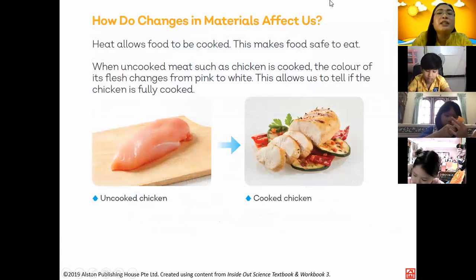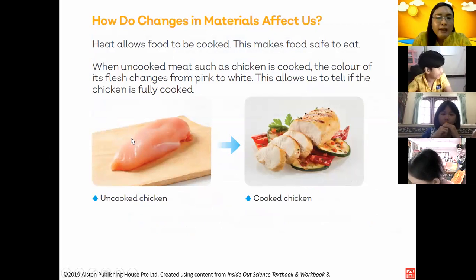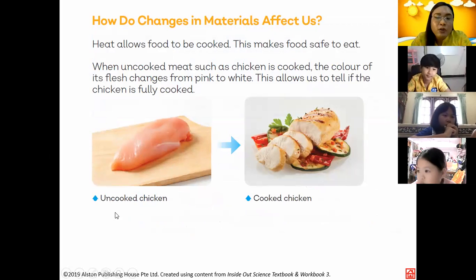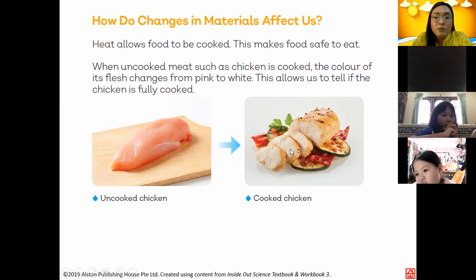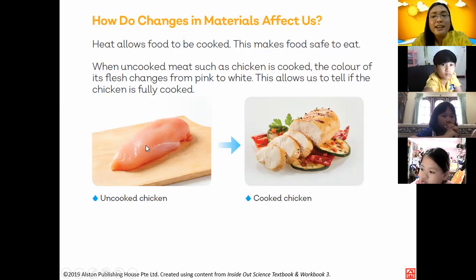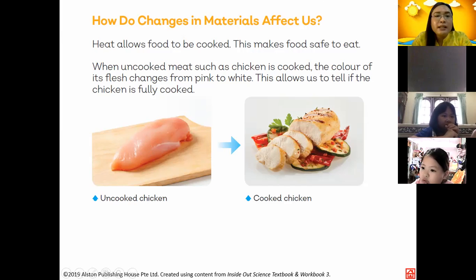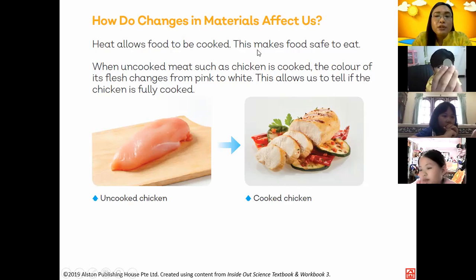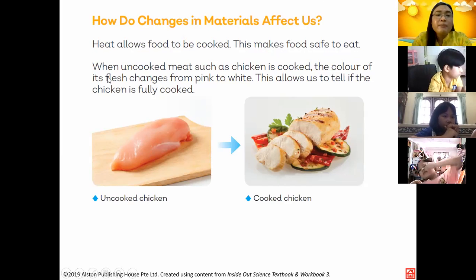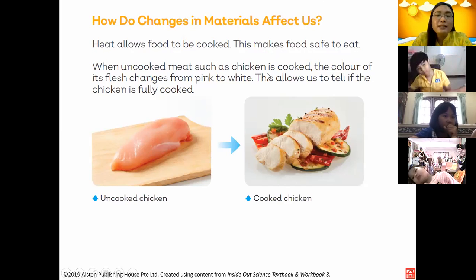Okay, now let's proceed to the next topic. How do changes in materials affect us? We have two pictures here: uncooked chicken and cooked chicken. This one is not yet cooked, and this one is cooked. Let me read this. Heat allows food to be cooked. This makes food safe to eat. When uncooked meat, such as chicken, is cooked, the color of its flesh changes from pink to white. This allows us to tell if the chicken is fully cooked.